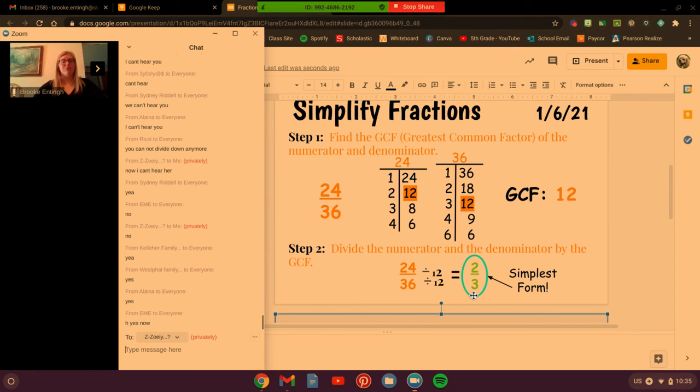How would I know for a fact that 2/3 is my simplest form? Is there anything you could kind of look out for to make sure you're in the simplest form? Let's say, for example, I didn't know that 12 was the largest number, and I accidentally divided by 6 instead of 12.